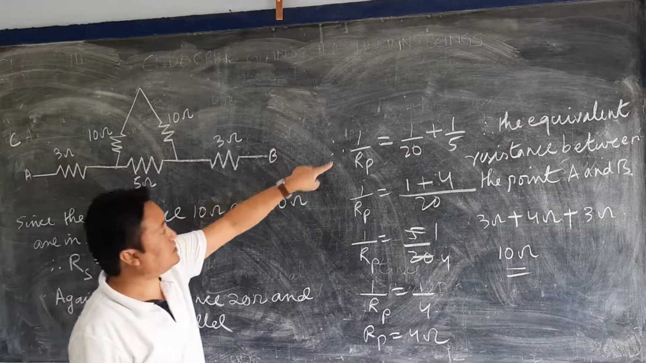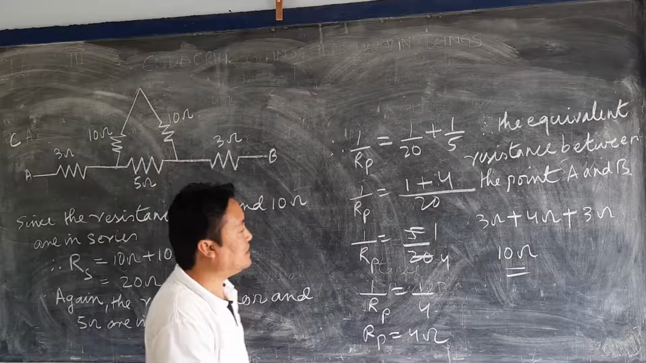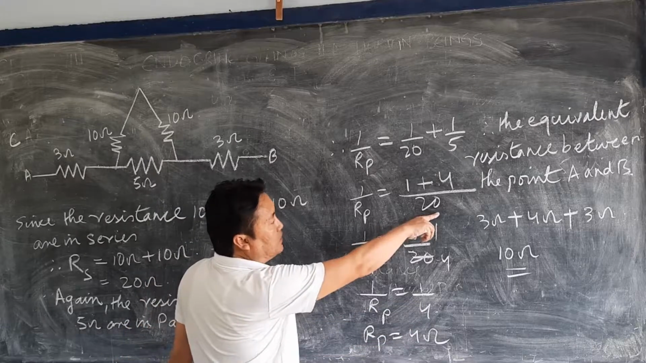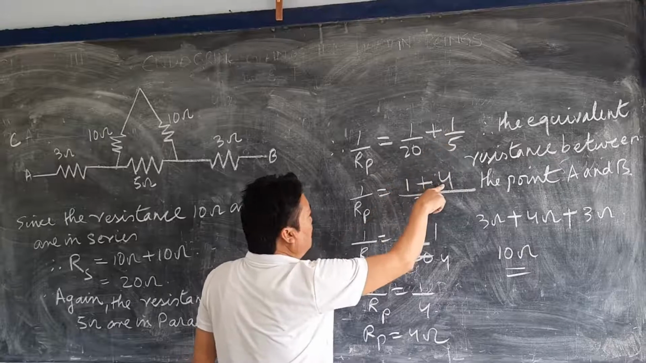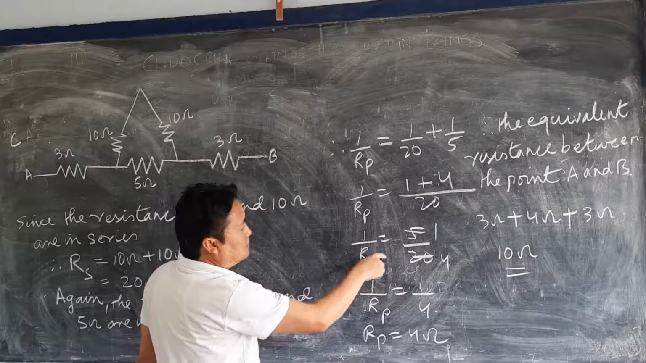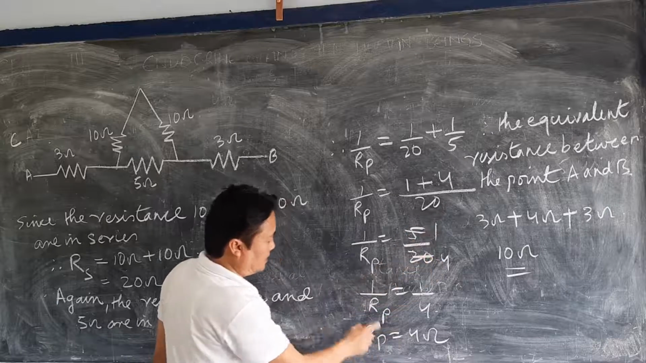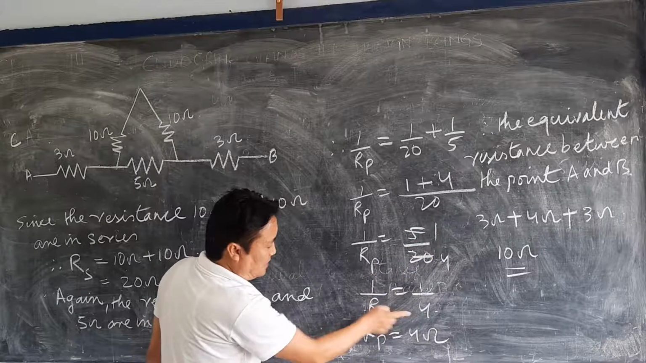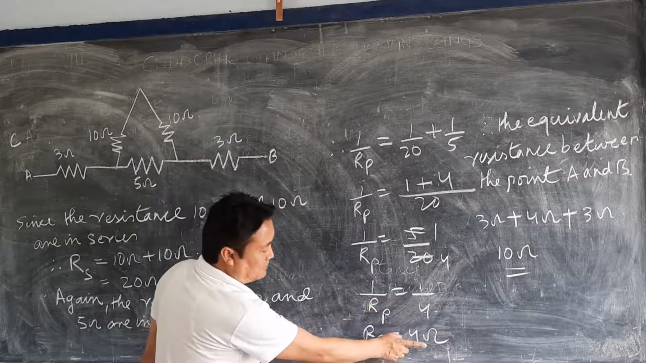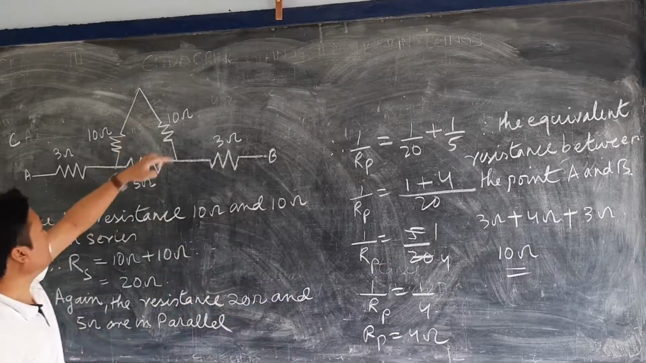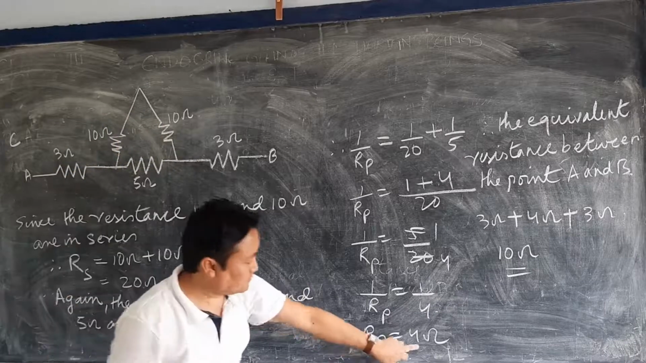Then the equivalent resistance: 1 upon Rp equals 1 by 20 plus 1 by 5. Find the LCM here; the LCM will be 20. 20 divided by 20 gives 1, plus 5 fours are 20, so 4 into 1 will be 4. 1 upon Rp equals 4 plus 1, which is 5 by 20. 5 ones are 5, 5 fours are 20. 1 upon Rp equals 1 by 4. Taking Rp to the numerator, the 4 also goes to the numerator. It becomes 4 ohm. Therefore the total equivalent resistance of this triangle will be 4 ohm.